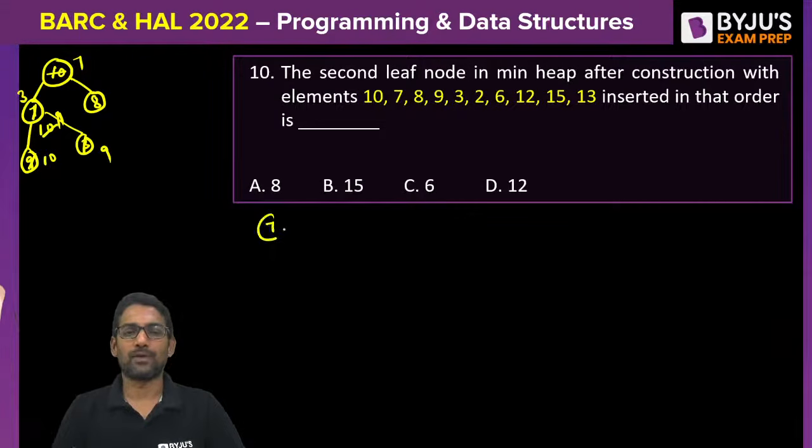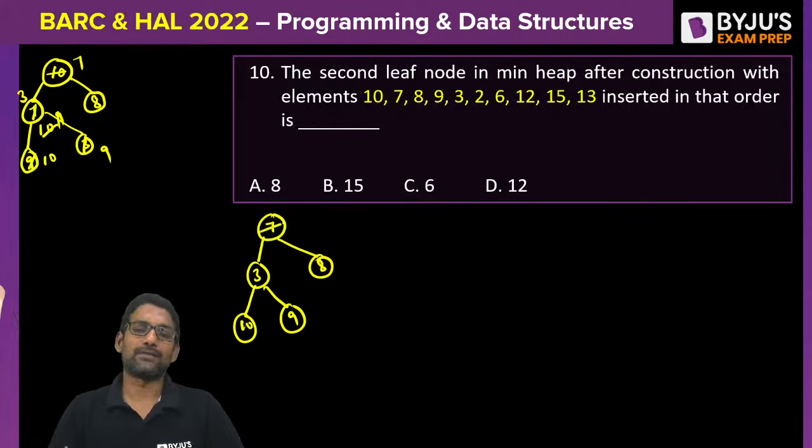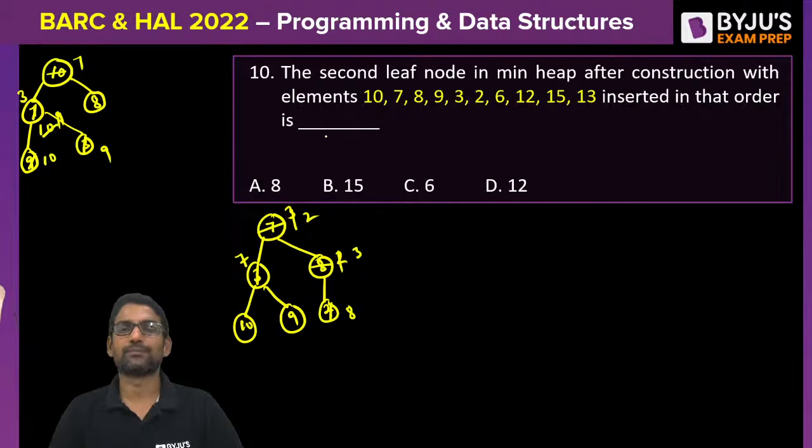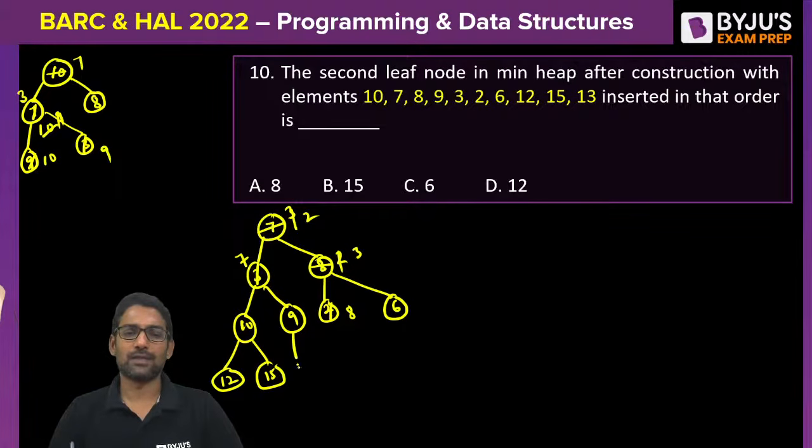Okay. So let me draw this here. 7, 3, 8, 10, 9. Here again it is not satisfying the ordering property, so 3 and 7 are swapped. Now I am inserting 2. So initially 2 and 8 are swapped. 2 and 3 are also swapped. Then 6. No need to swap because it is already satisfied. Then 12, so no change. Then 15, no change. 13, no change.